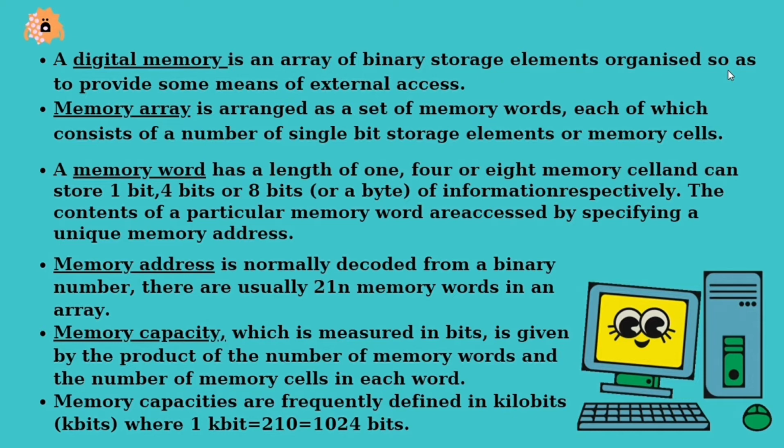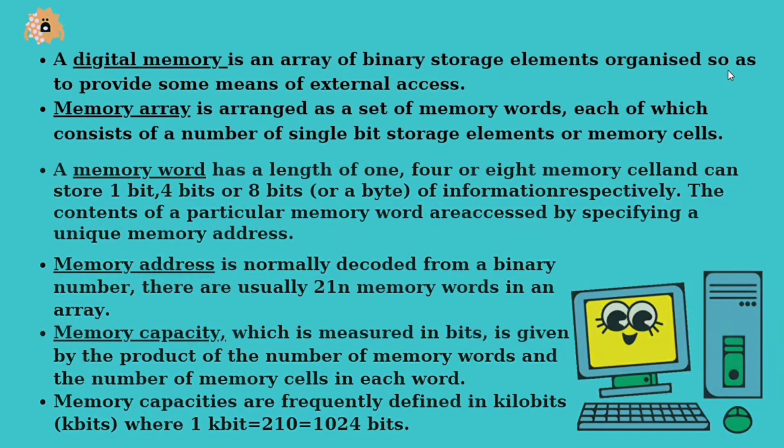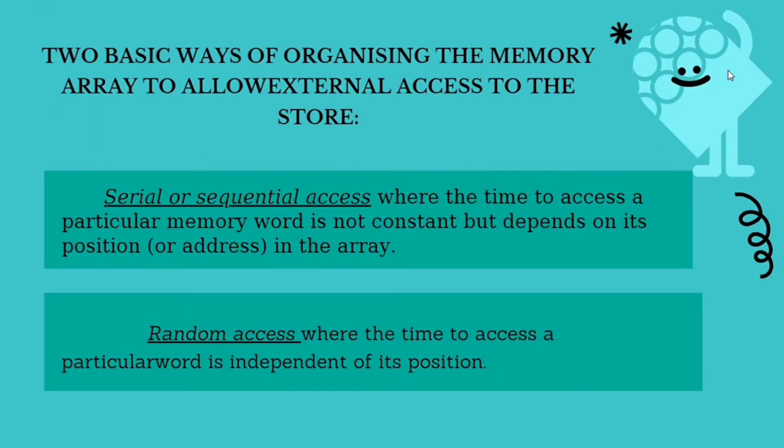There are usually 2^n memory words in an array. Memory capacity, which is measured in bits, is given by the product of the number of memory words and the number of memory cells in each word. Memory capacities are frequently defined in bytes, where 1 kilobyte is equal to 2^10, or 1024 bytes.